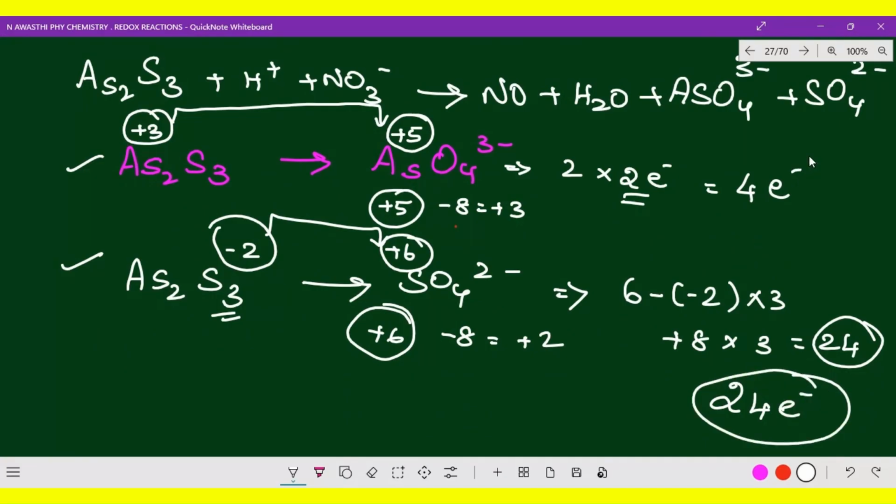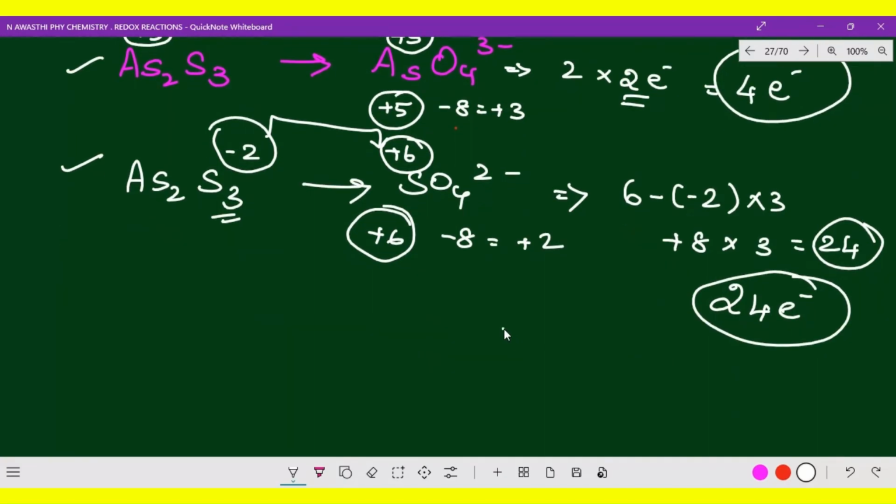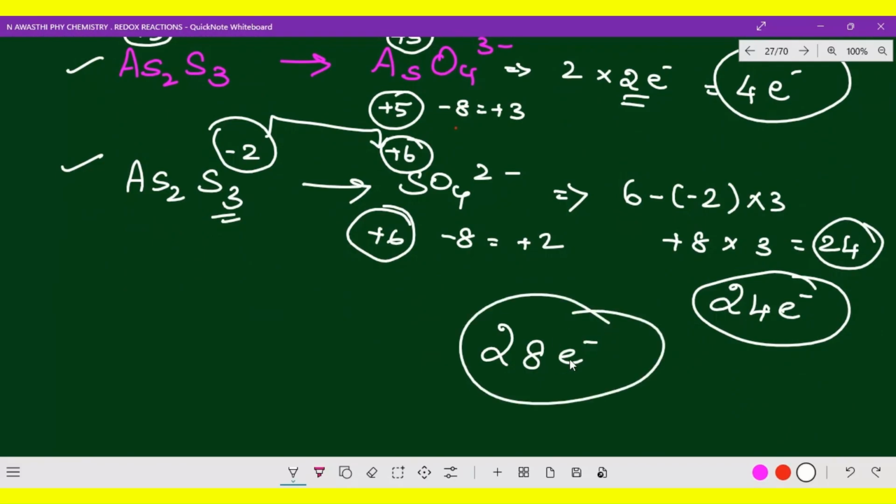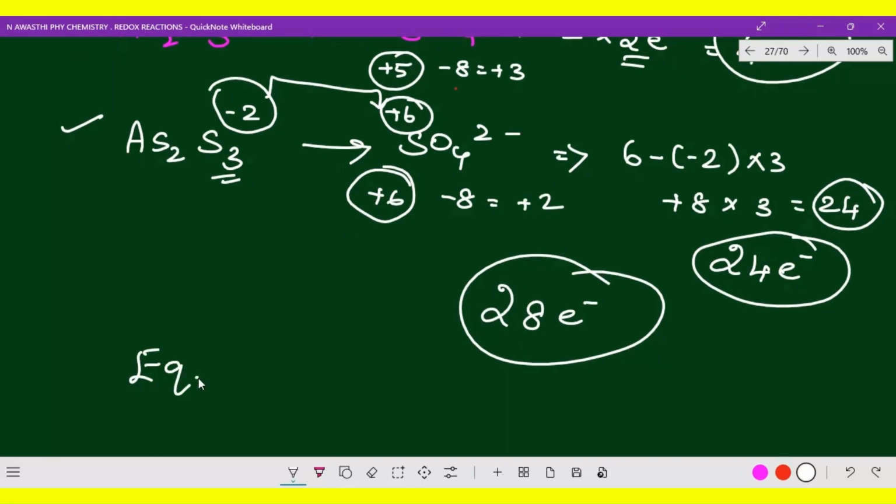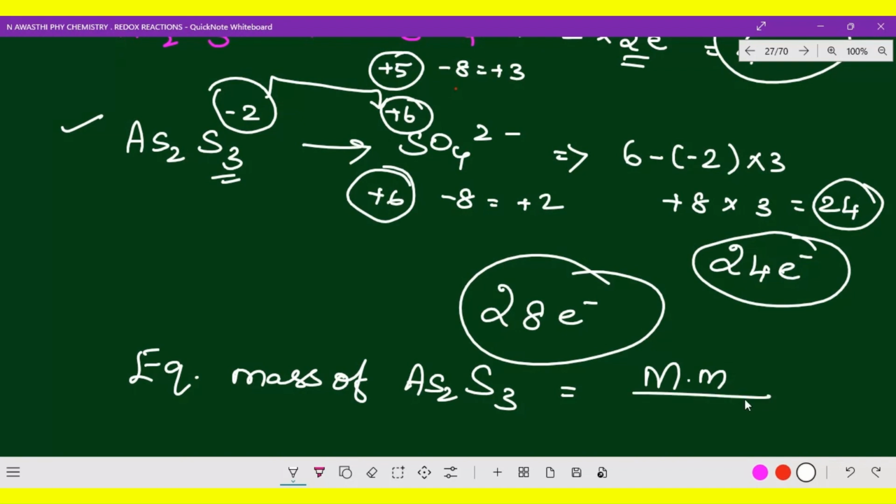Here 24 electrons, here 4 electrons. So altogether here 28 electrons. So 28 electrons. So for the equivalent mass, the total number of electrons transferred is, sorry, 28 electrons. So the equivalent mass of As2S3 is the molecular mass divided by 28 electrons. So M by 28.